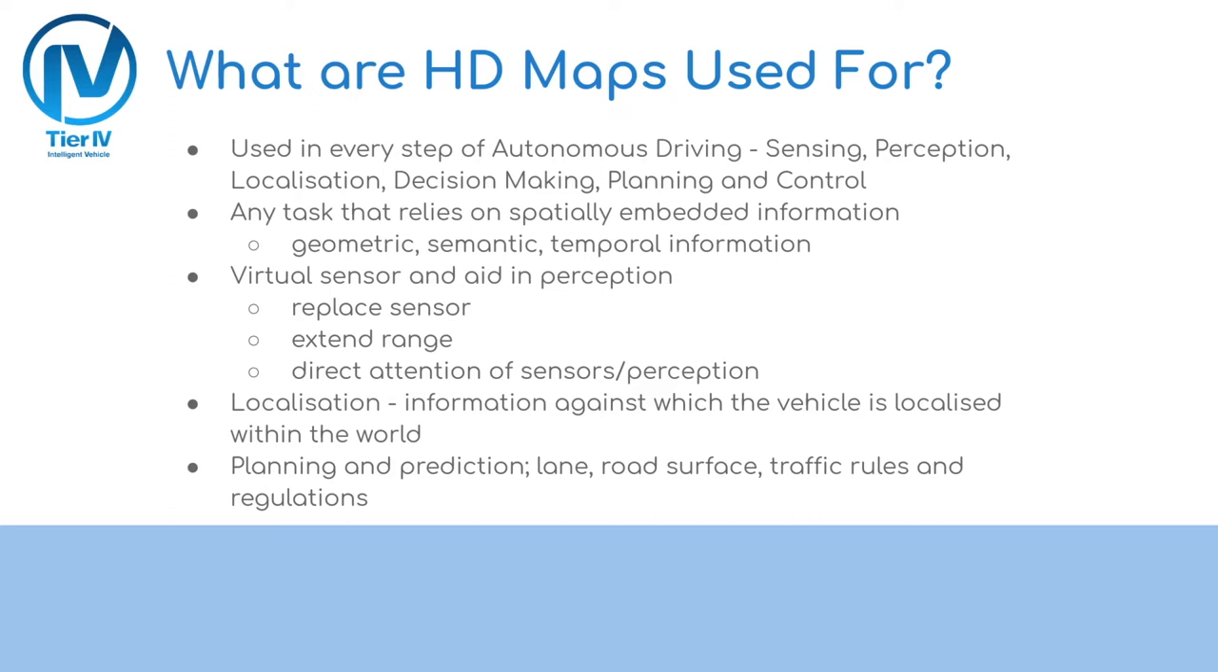Localization is also an important task made simpler by HD maps. By matching current sensor data against what we expect to see as defined by an HD map, we can localize where the vehicle is in relation to that map.